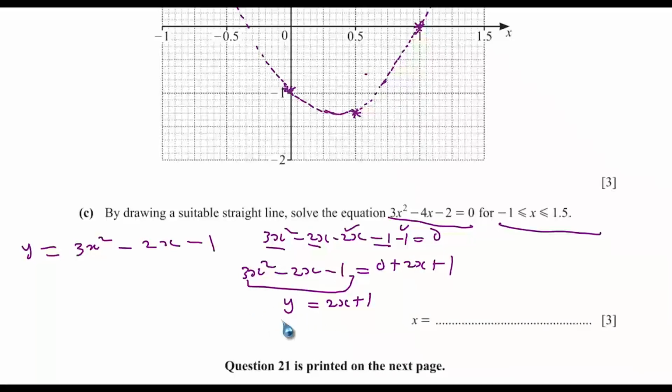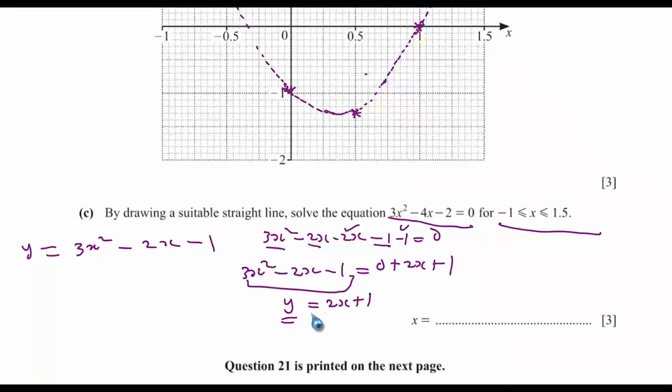So this is the equation I'm going to draw now. Already this curve is equal to y. Then I need to draw the straight line for 2x plus 1, and the points of intersection will be the solution to this equation. So now you already know how to draw a straight line.